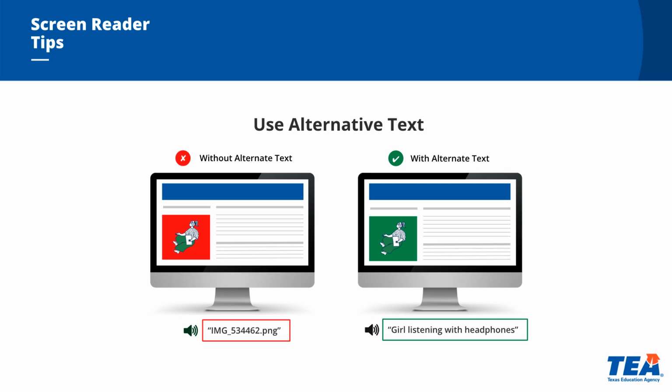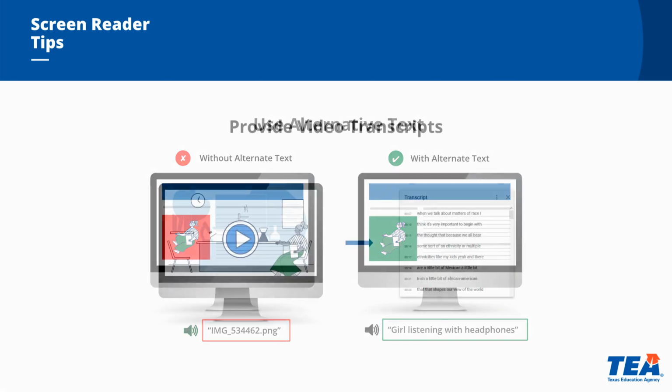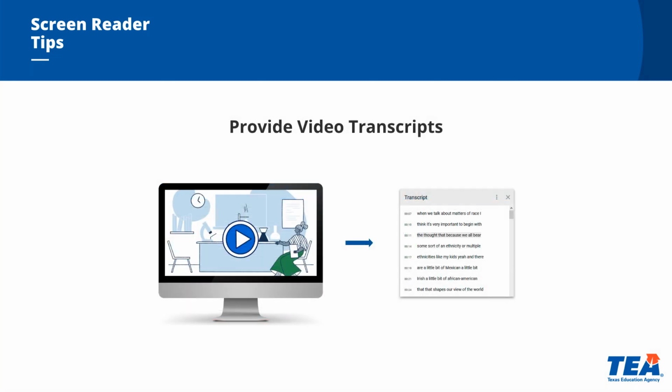Consider this example. Without descriptive alternative text, this image would be read img_534462.png. When proper alternative text is used, the image would be read girl listening with headphones. When using video, always include transcripts. This transcript can be read aloud to the user and should include the audio narration and descriptions of any important visual found in the video.